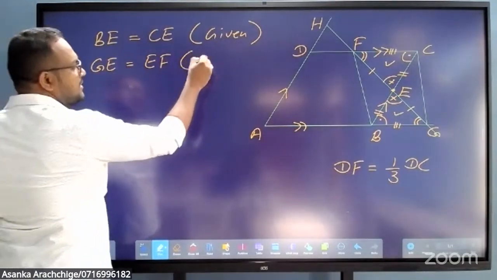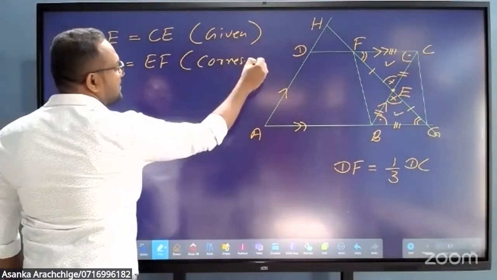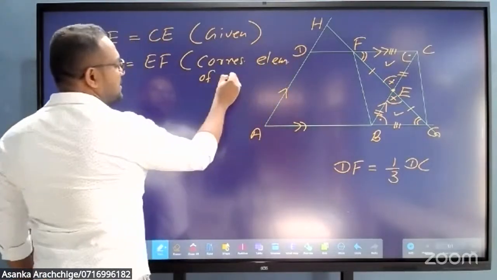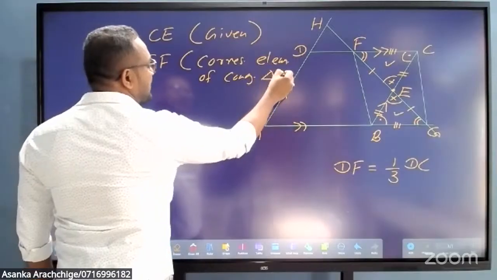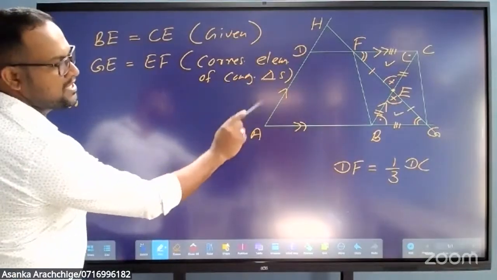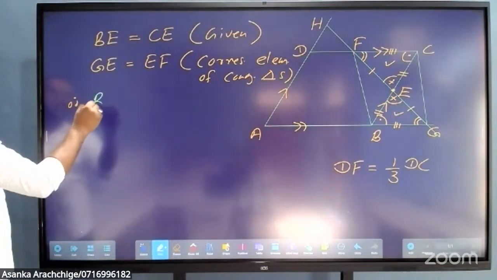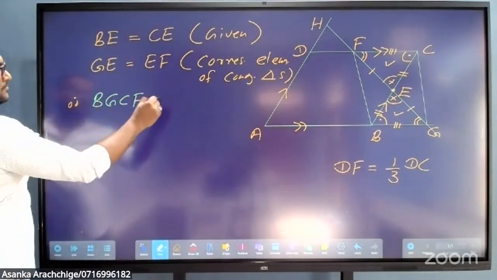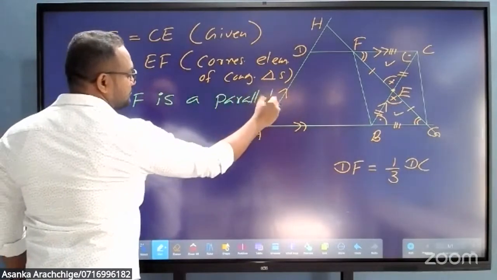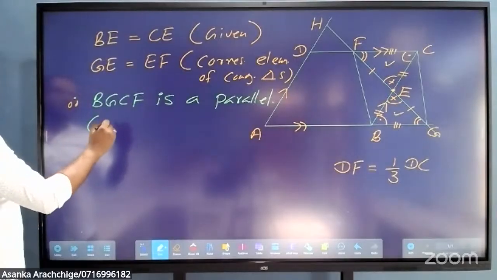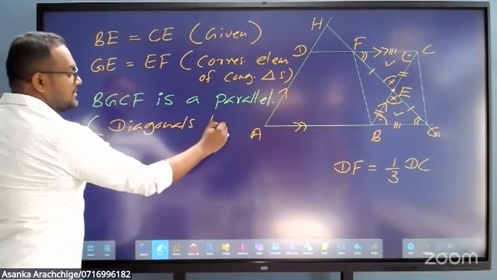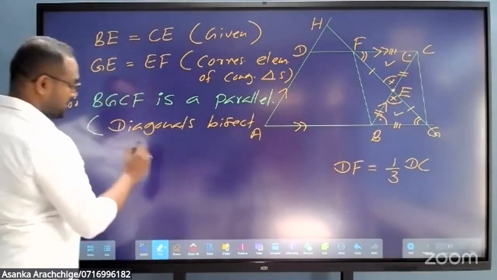Write the reason: corresponding elements of congruent triangles. Therefore, you can say BGCF is a parallelogram. Reason: diagonals bisect each other.